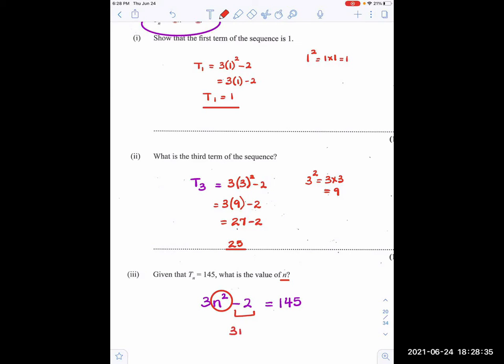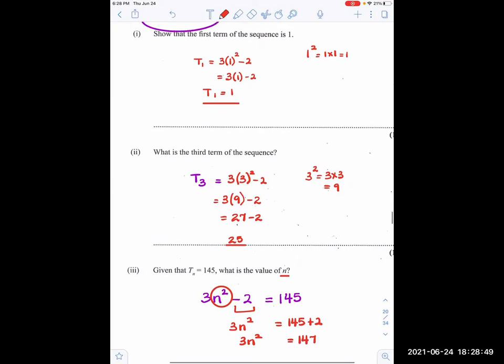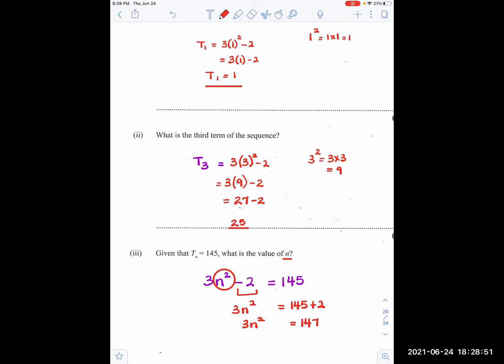So 3n squared is equal to 145 plus 2. 3n squared is equal to 147. The inverse of multiply by 3 is divide by 3. So divide both sides by 3 and find the square root. Go ahead.